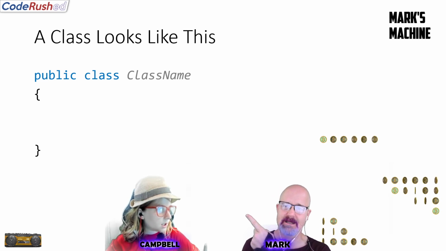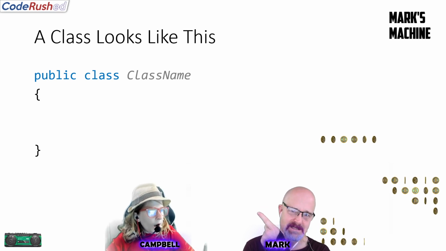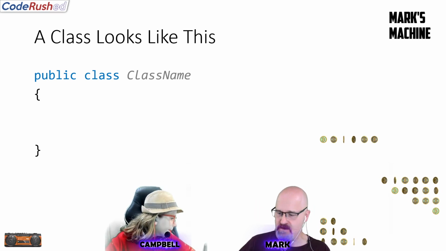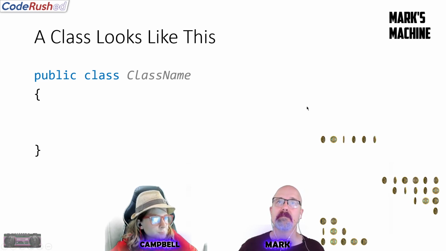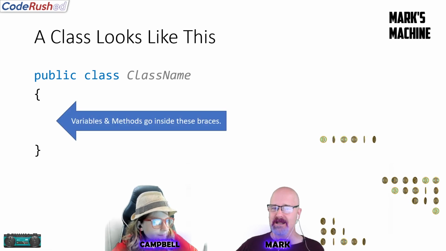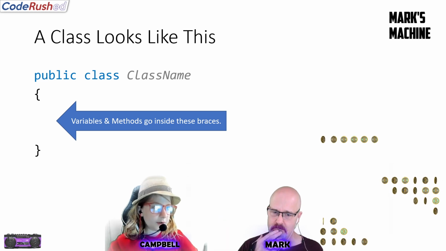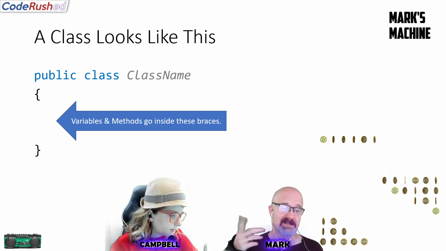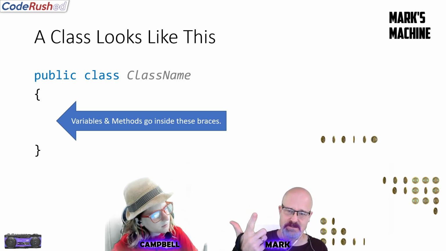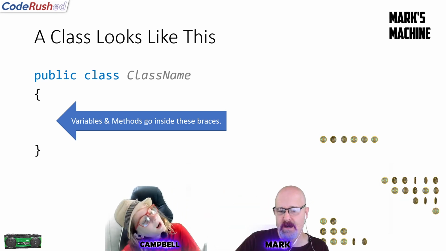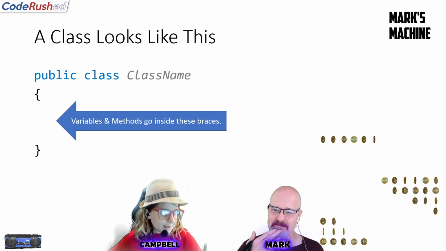So a class looks like this. Typically it starts with the word public, then the word class, and then the name of the class. And then you've got those braces right there in the middle. Inside of that, your variables and your methods can go inside those braces. Like if or Debug.Log? Well, actually, those are statements. Methods are things like Update and FixedUpdate, and variables are things like my transform, my rigid body, that sort of thing. Okay? All right.